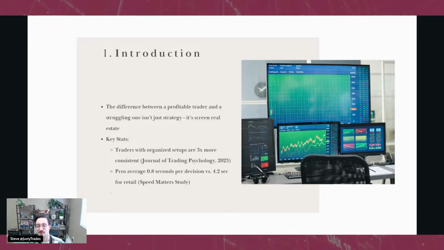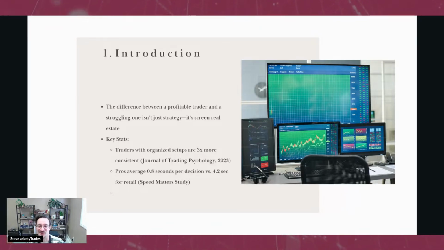Some key stats are that traders with organized setups are scientifically 3 times more consistent. I didn't believe that either, but it's a legitimate study. And essentially it seems like what I was just describing. There's so many things that can get in the way of you pulling the trigger on a setup that you know is good. It's just about streamlining everything so that if you're efficient, you'll miss fewer trades, because I know we've all been there and it feels terrible.